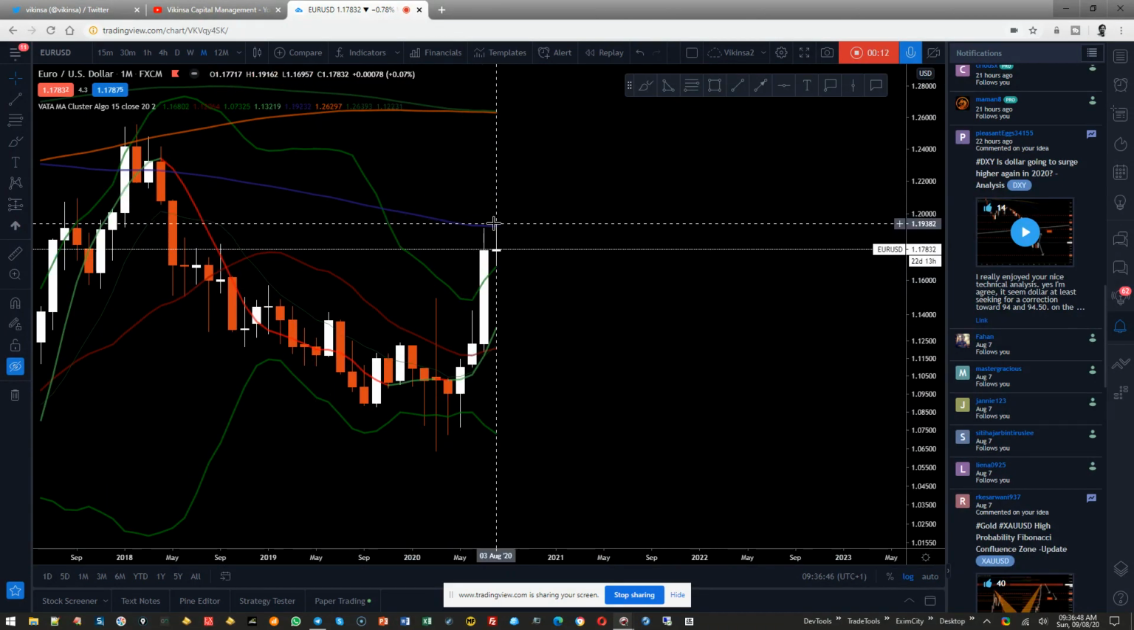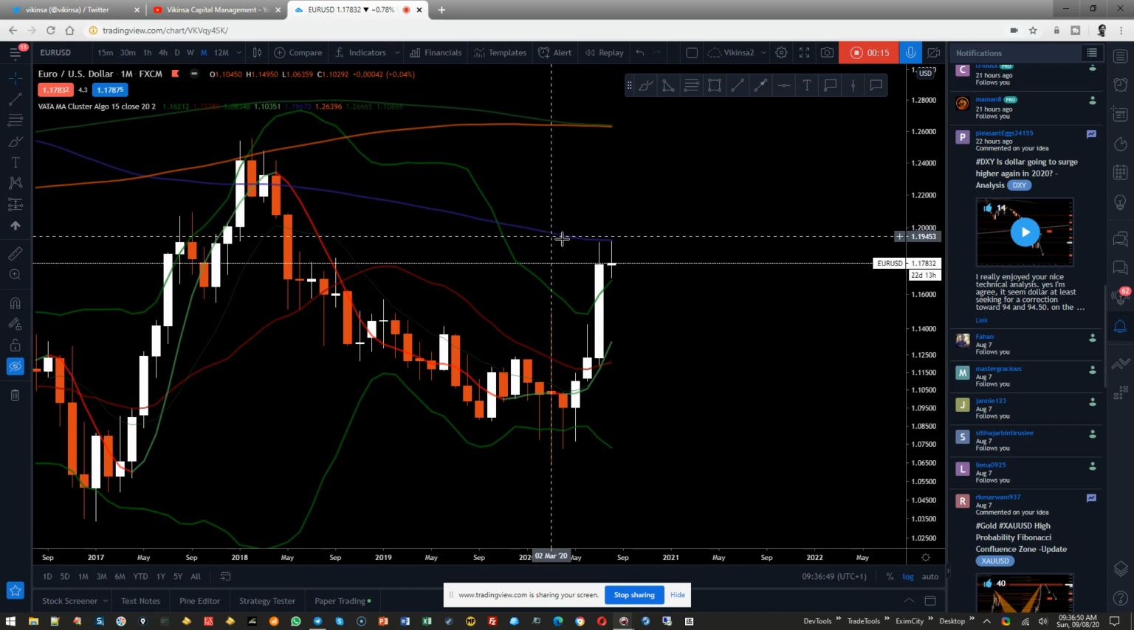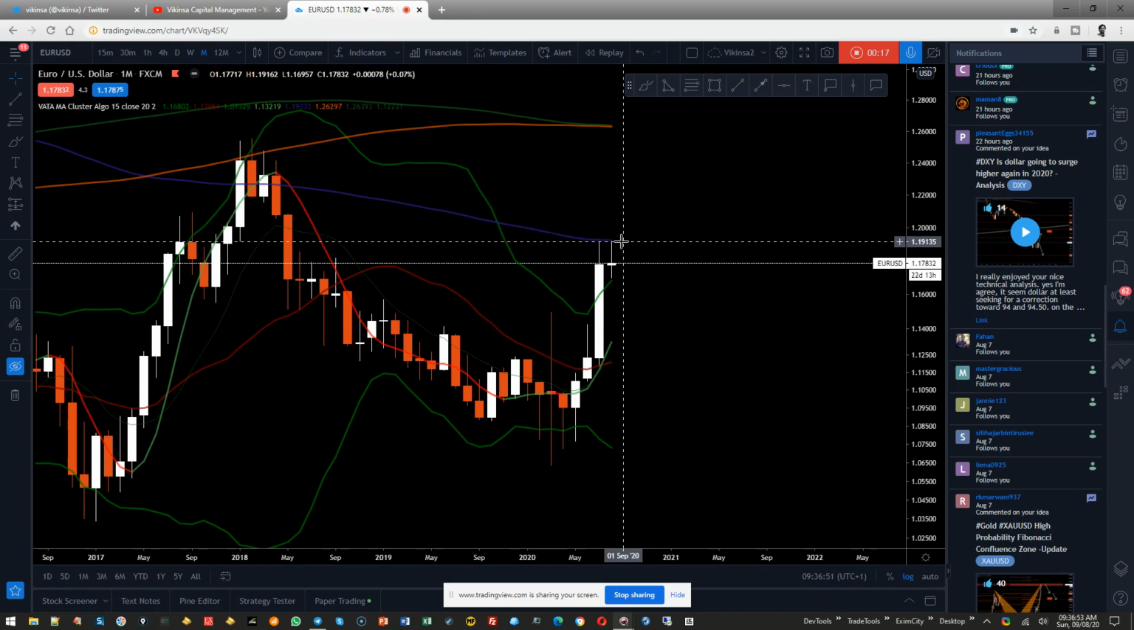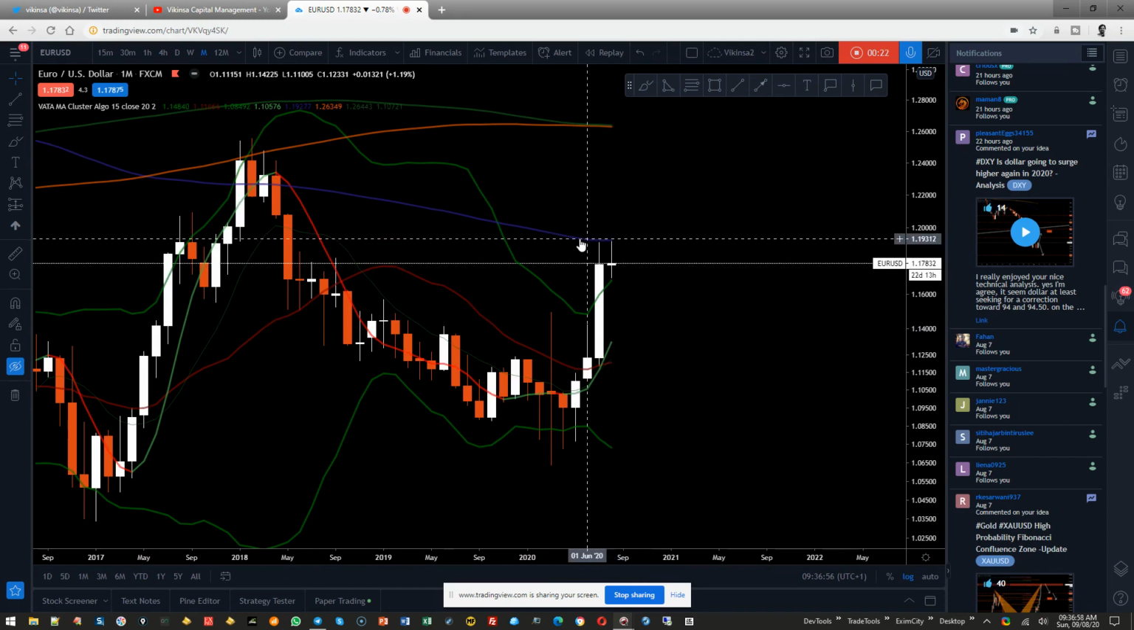Now on EURUSD, last week, if you remember in our analysis, we mentioned that there is a very particular zone around here where we have this water cluster moving average. And this moving average could have a potential to push the price down, and that's what we see. But that's not the major point.